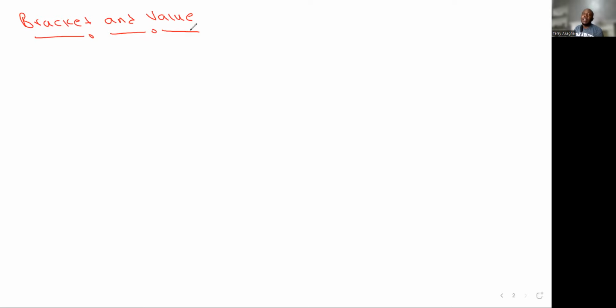So if we have a bracket and a value, let's assume we have A multiplied by B plus C, or it could be A multiplied by B minus C, or it doesn't really matter how it is. Or you can even say A minus B multiplied by C. It does not matter how it's written, provided that you have a bracket and a particular constant multiplying it. So the rule is very simple.